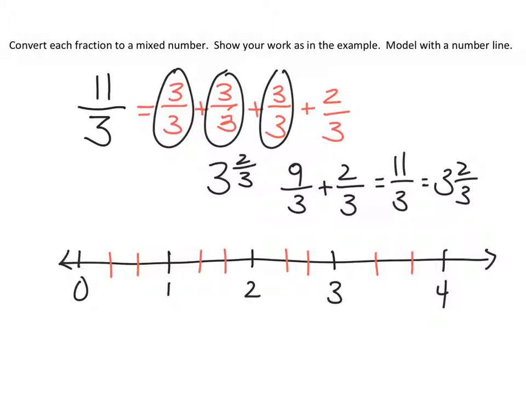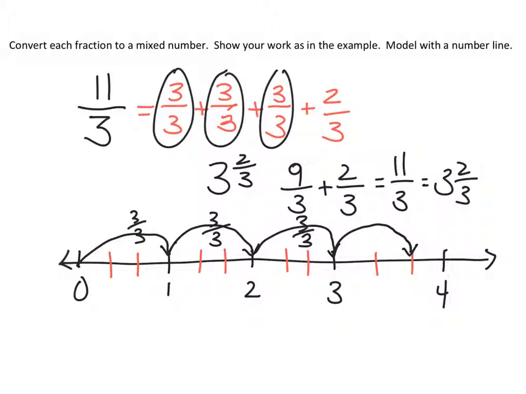So we could go like this. That's 3 thirds, that's a whole. There's another whole. Here's another whole, so that shows 3 groups of 3 thirds. And we didn't get all the way to 4. We got close to it. We stopped at 2 thirds. So this is showing us this is also equivalent to 11 thirds. So this means that we are at 3 and 2 thirds.